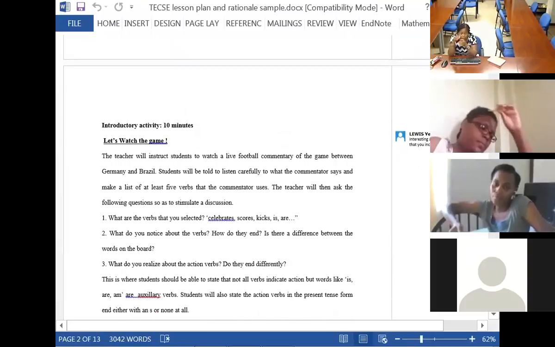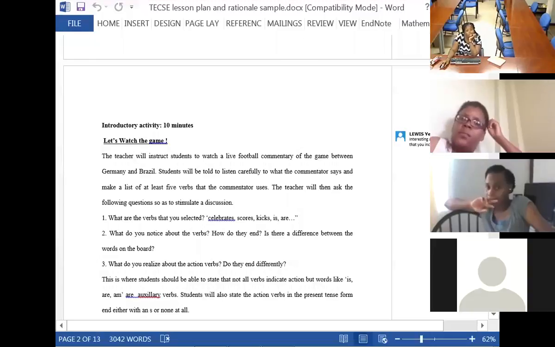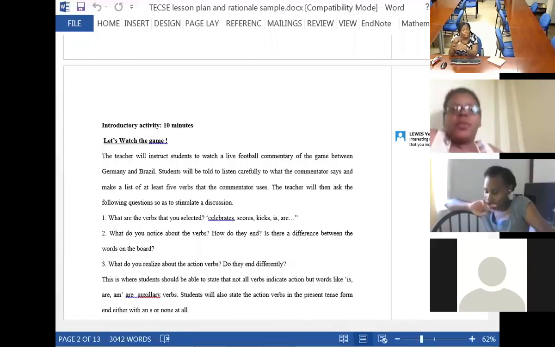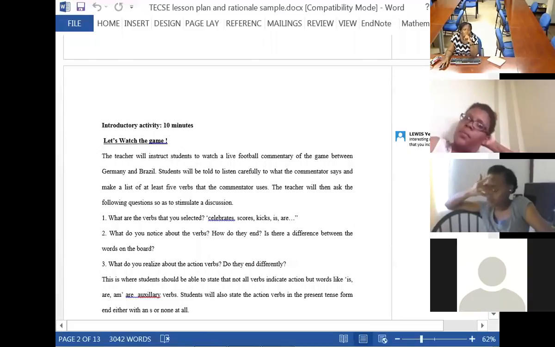Introductory activity using technology and making it authentic and communicating. Teacher will instruct students to watch. Notice that this lesson plan does what I told you, that education in Jamaica said they don't want to see anymore. Instead of "the teacher will instruct students to watch a live football commentary," they would say, "students will watch a live football commentary of the game," right? Remove the teacher equation from there after given instructions by the teacher.